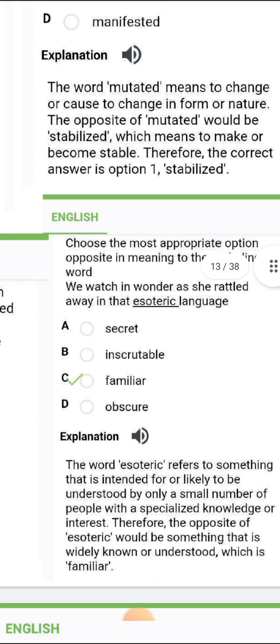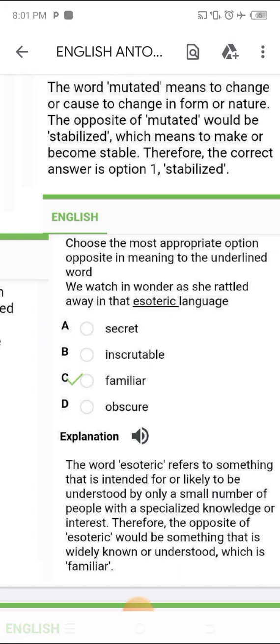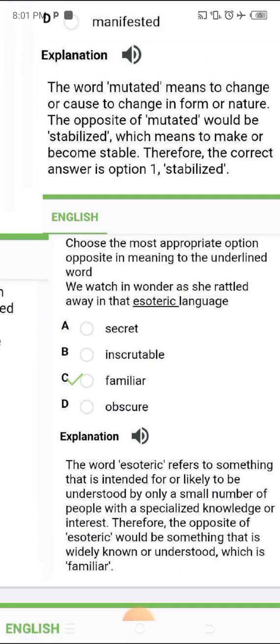So the next one is esoteric, which is familiar. It looks exotic. Oh wow, familiar. The word esoteric refers to something that is intended for or likely to be understood by only a small number of people with a specialized knowledge or interest. Therefore, the opposite of esoteric will be something that is widely known or understood, which is familiar. So you take your time, you know this, right? Know it and it will help you, right?